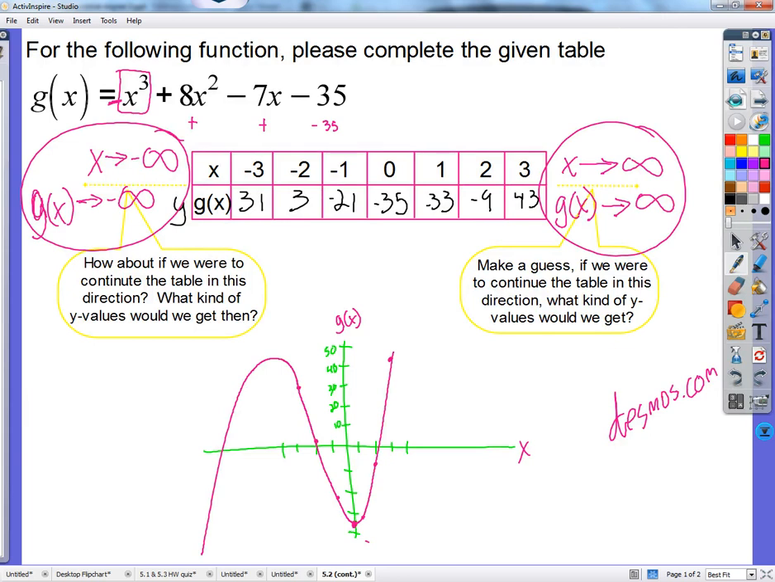And there's just nothing that these guys can do about it. Even if this was a 15,000 instead of an 8, well, then at negative 15,000, they'd be evenly matched. And then past that, this one would be bigger. Okay, so there's just nothing that they can do about it. At some point, that biggest degree, that biggest power, will take over.